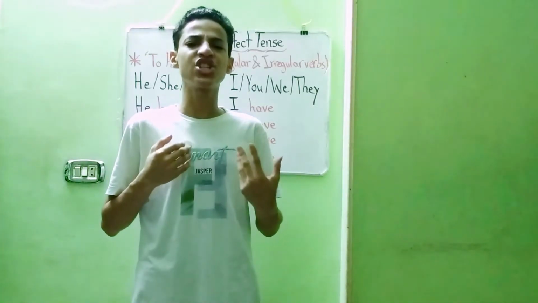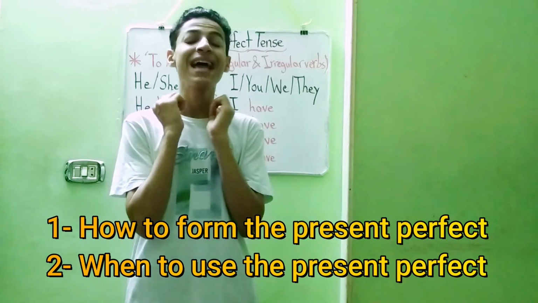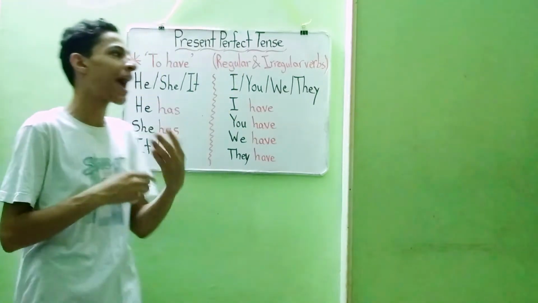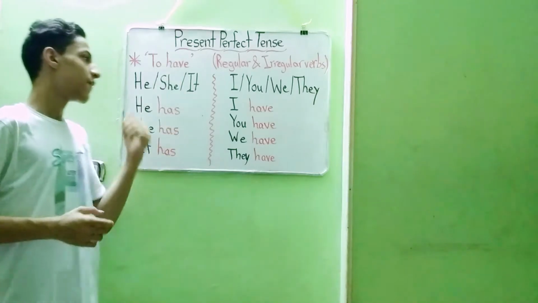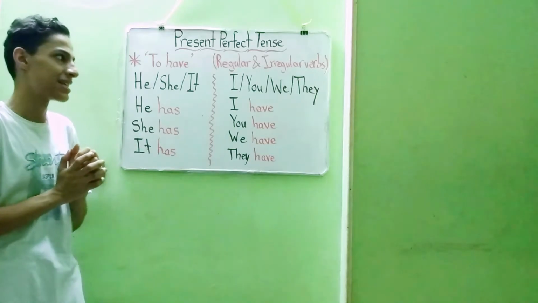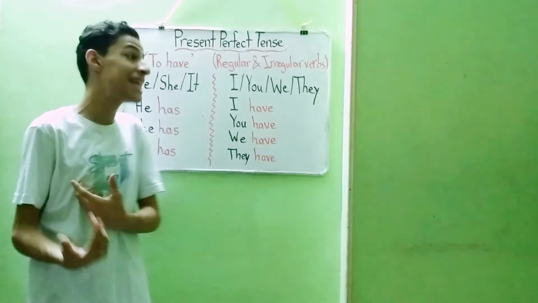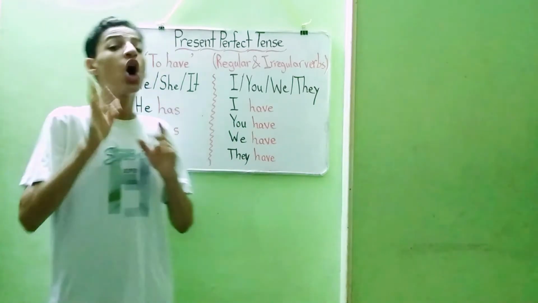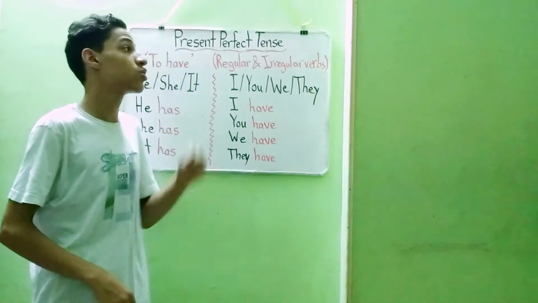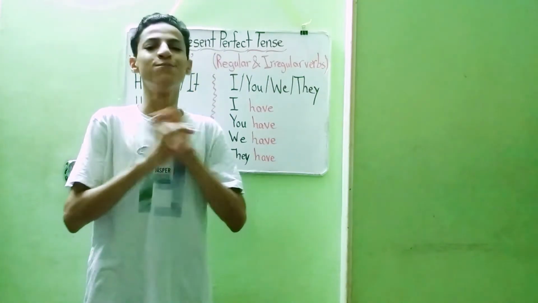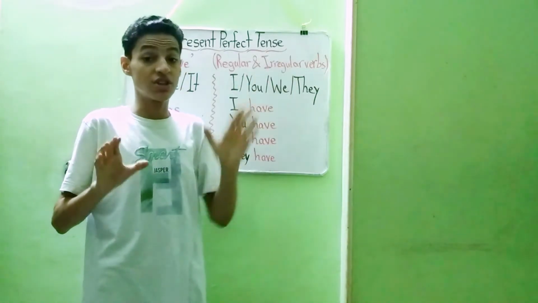Now, in this lesson, I'm going to show you how to form the present perfect and when to use the present perfect. But before we get started, it's good to know how to conjugate the verb to have. For he, she, and it: he has, she has, and it has. But for I, you, we, and they: I have, you have, we have, and they have. Also, it's good to know that in the English language we have regular and irregular verbs. And it's advisable that you study the most commonly used irregular verbs, okay? Now, let's get started.